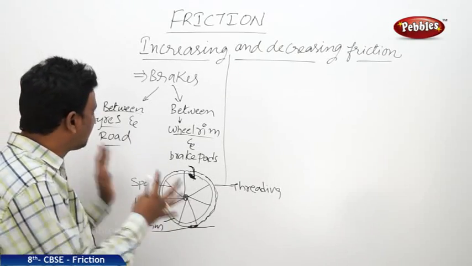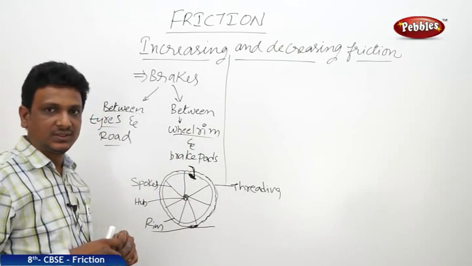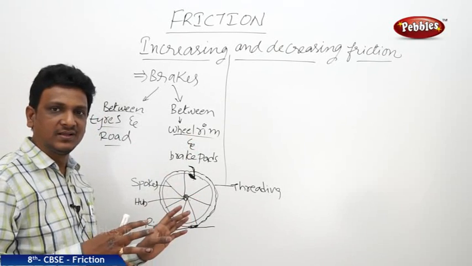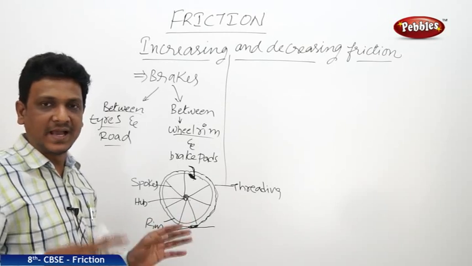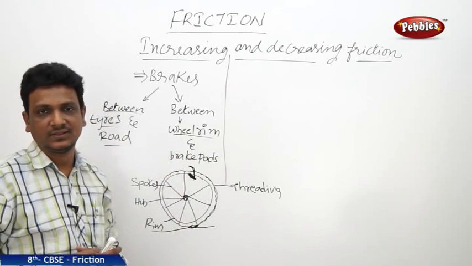So that is the reason the friction is important at 2 points. One is to stop the wheel. The second thing is the wheel must have good contact with the road. If it happens, you can safely stop the vehicle.